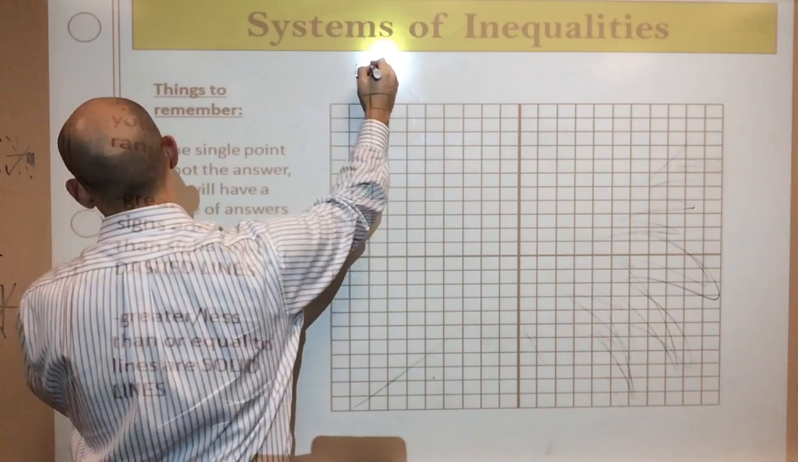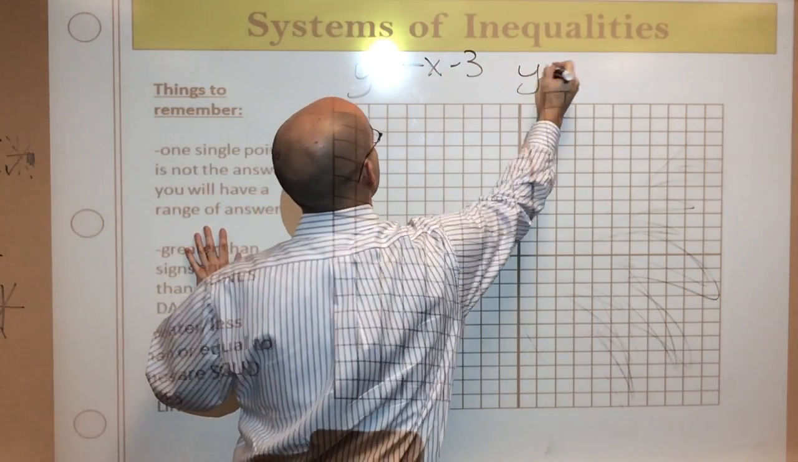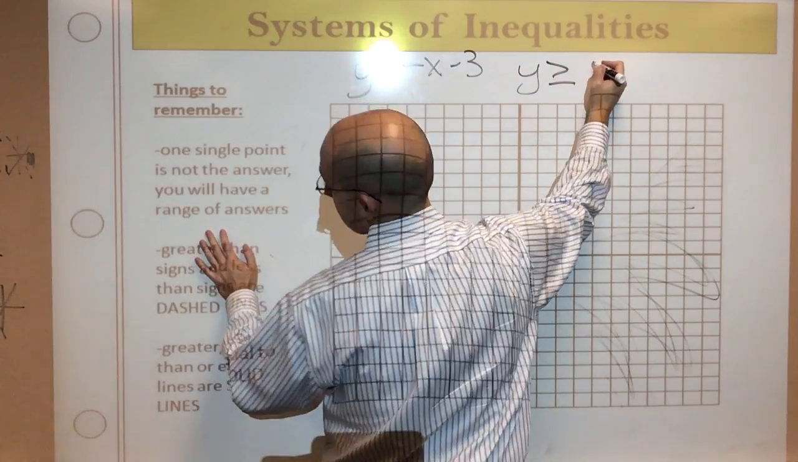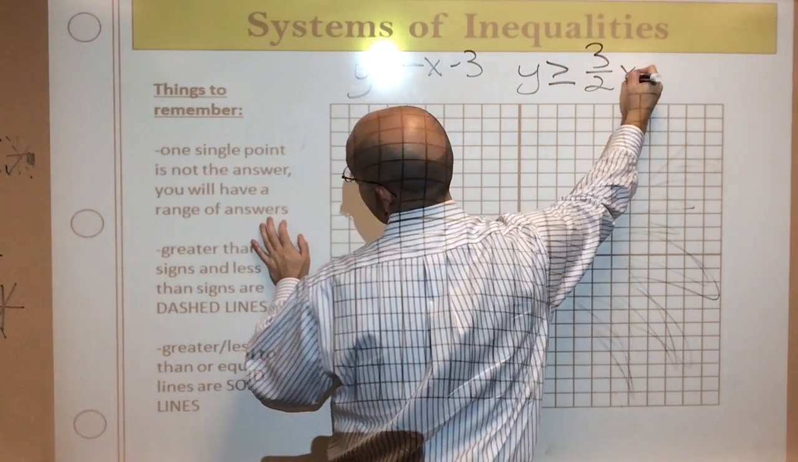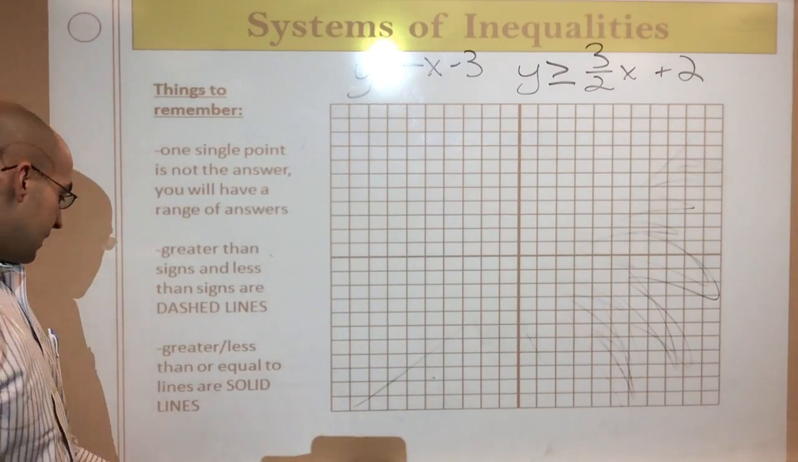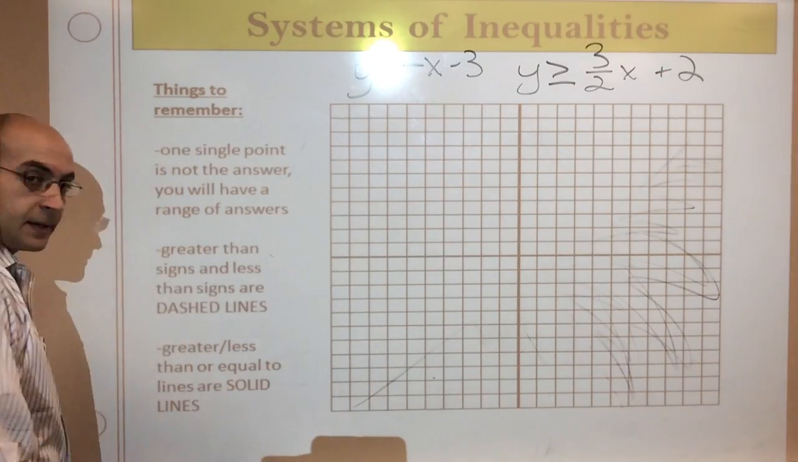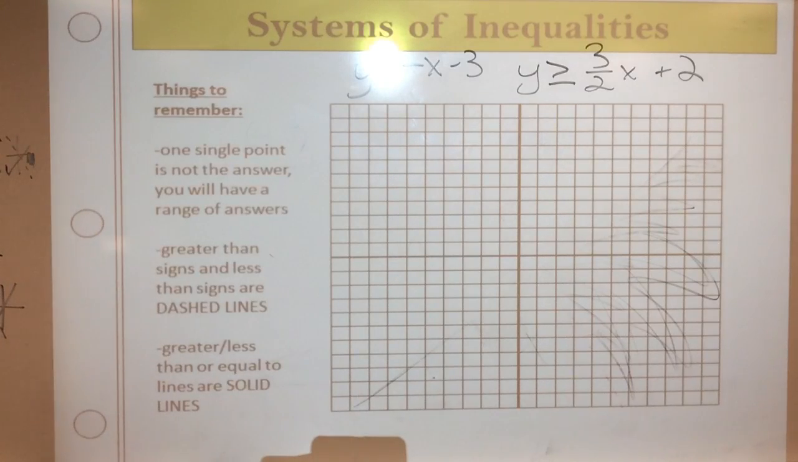The next problem: y is less than negative x minus 3, and y is greater than or equal to, I think that's 3 over 2x, hopefully that is, plus 2. Okay. So you're going to graph both those lines and see if you can come to an answer to the system of inequalities.